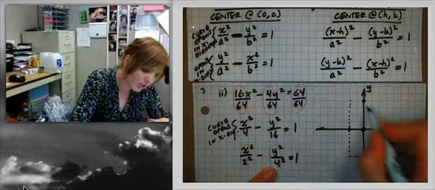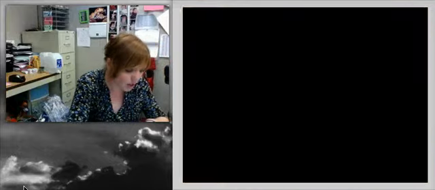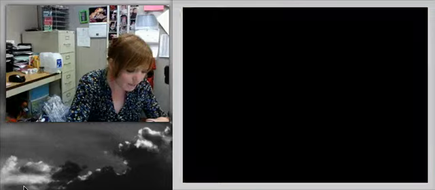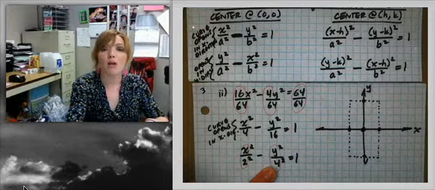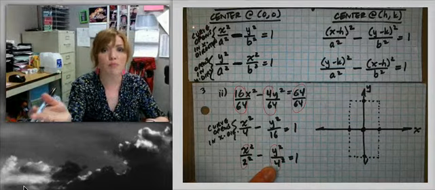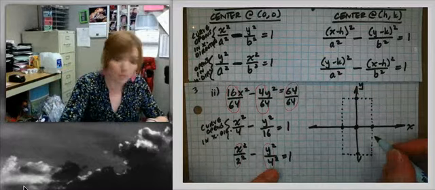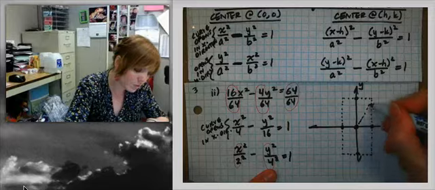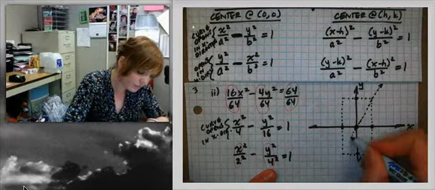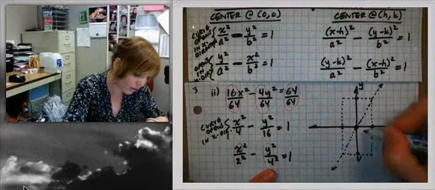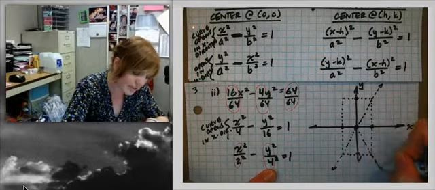So everybody draw a dotted box. And the reason that we make it dotted is because it's not actually part of the graph. It's part of what we use to construct the graph, but it's not part of the graph itself. So next step, remember, is we connect the corners of the box with diagonals. Those are our asymptotes.